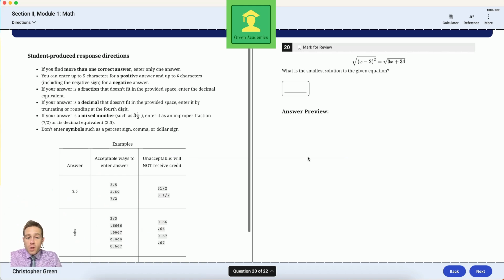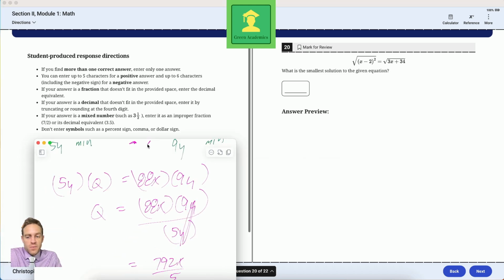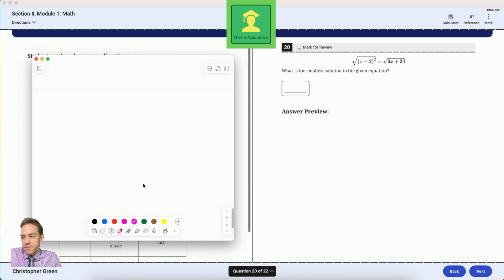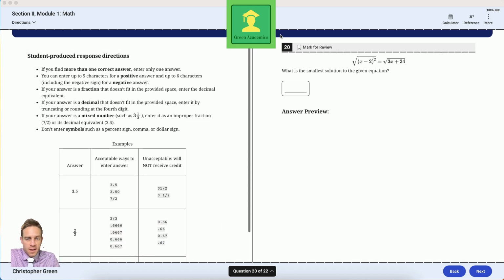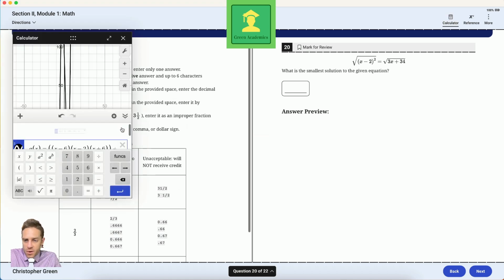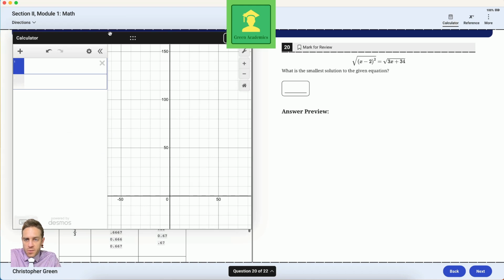What is the smallest solution? Now, it's really important to be careful to understand smallest is the most negative, as in the leftmost on a number line. For example, negative 25 is smaller than negative 23. This is a really good Desmos question, actually, because it'll show you by default all of the intersection points, which is what you want here.